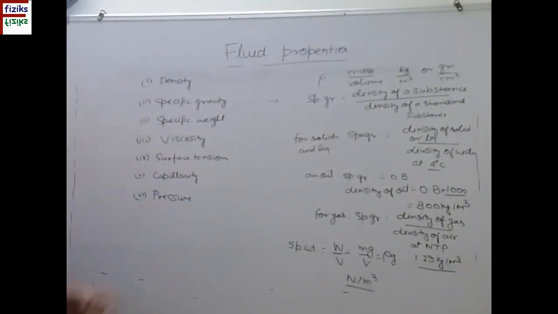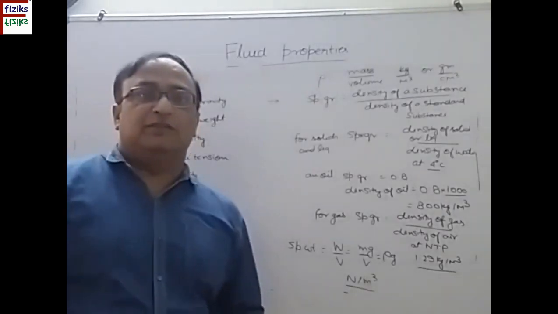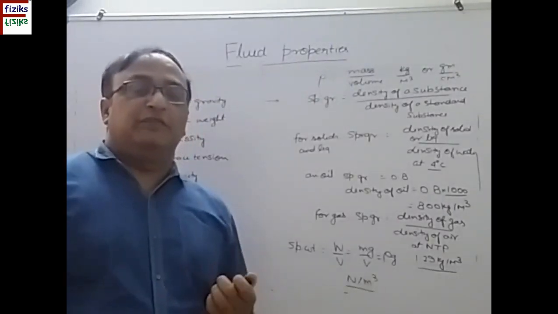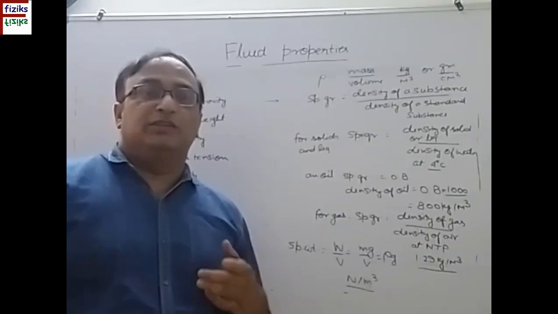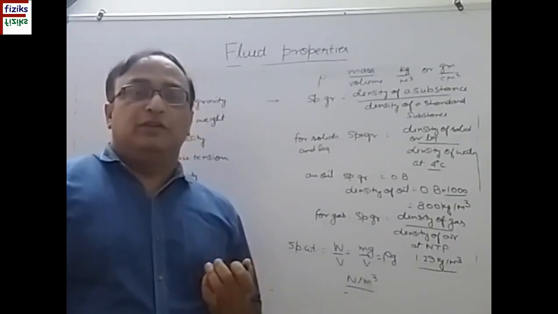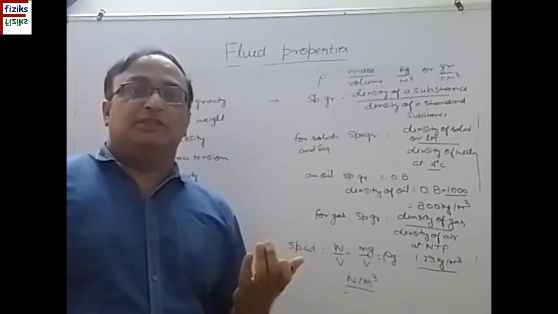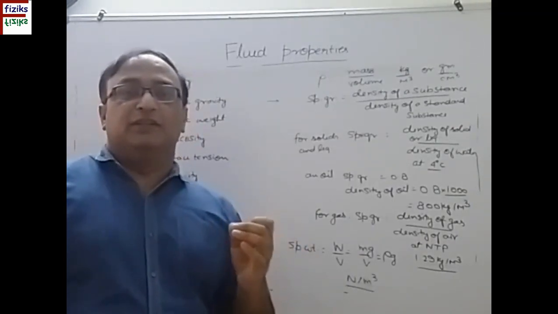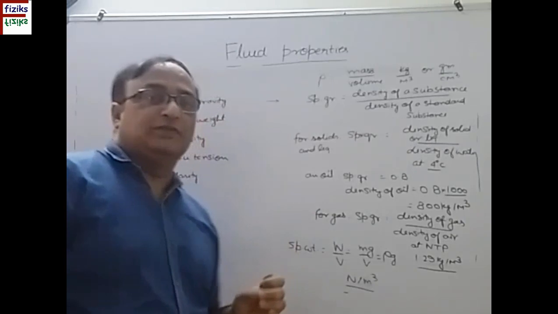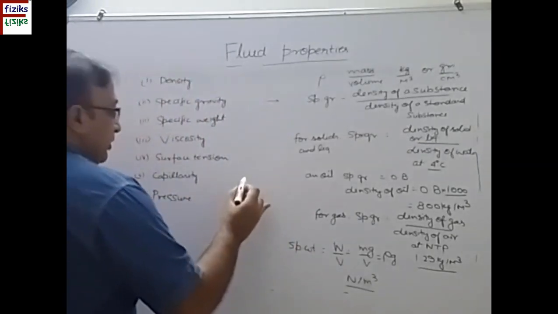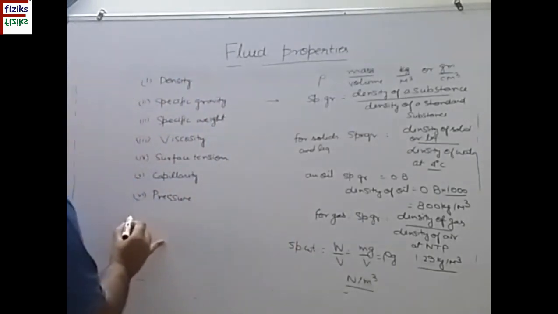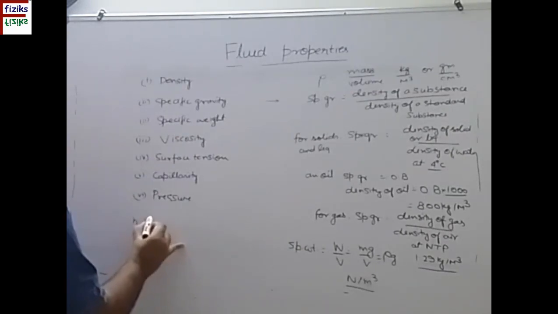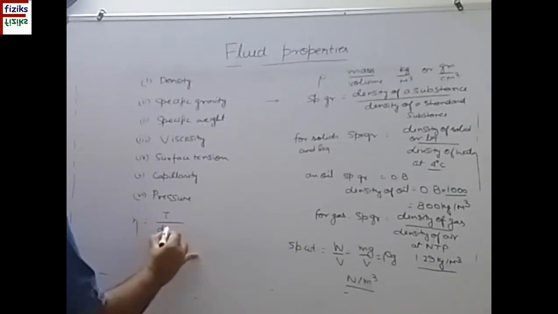Then we have viscosity, which I discussed in the last class. What is viscosity? Viscosity is nothing but the stickiness of a fluid. The more the stickiness, the more viscous is the fluid. Like we have oil, honey, etc. are sticky, so viscous, and water is less viscous. And just to remind you, the viscosity is defined as, this is dynamic viscosity, the shear stress divided by the velocity gradient or the strain gradient.